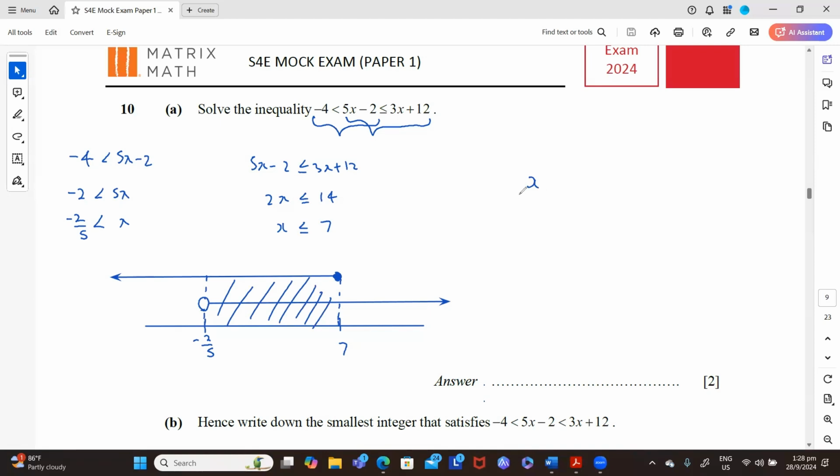So the answer can be easily read off from this, where x is between these two numbers, right? Except it doesn't take into account minus 205, but it's inclusive of 7. So this is your answer. Okay, so for part B, hence write down the smallest integer that satisfies the following. So based on this, your smallest integer will be 0. 0 is considered an integer. So therefore your answer to part B is 0.